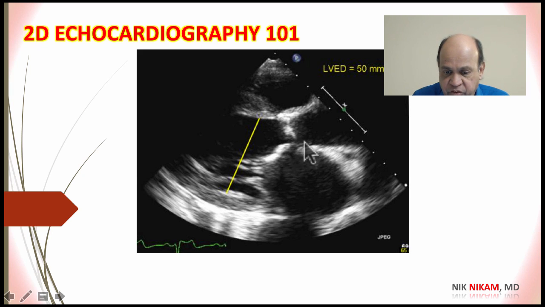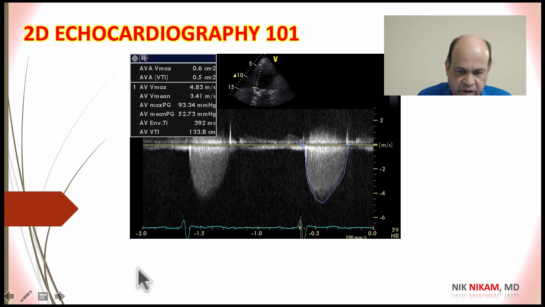So if you see a lot of dense echoes at the aortic valve level or at the mitral valve level, then you worry about aortic stenosis or even mitral stenosis. Sometimes we see calcification at the base of the posterior wall, and that is usually referred to as the mitral annular calcification.